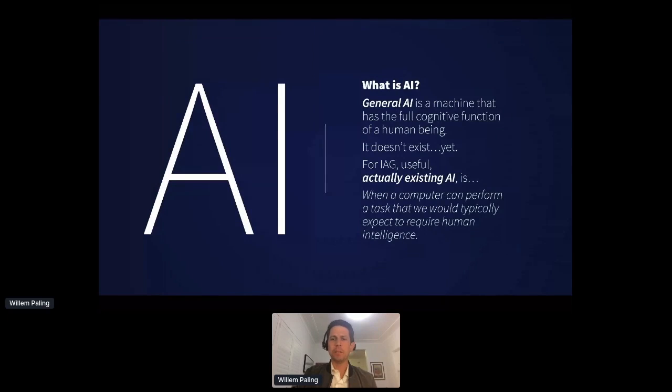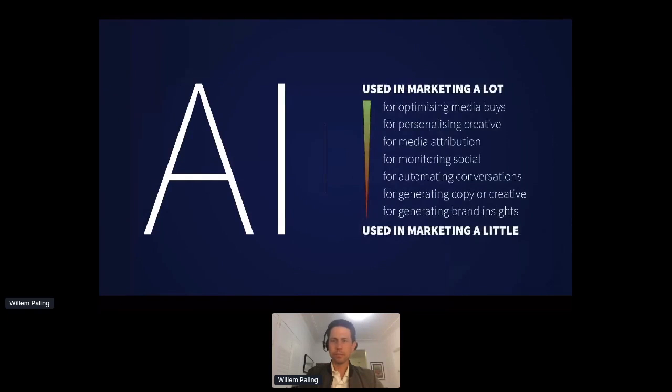There's this concept of general AI, which is a machine that has the full cognitive function of a human being. That doesn't exist yet. So we're talking more about actually existing AI, which is when a computer can perform a task that we would typically expect to require human intelligence. AI is used a lot in marketing for some things, and a little bit for other things. For optimizing what ads we buy, it's used a lot. For choosing what ad to put in front of what person or what creative to put on a website, it's used a lot. For attributing the value of media, so saying this sale was caused by this media that we bought, it's used quite a bit.